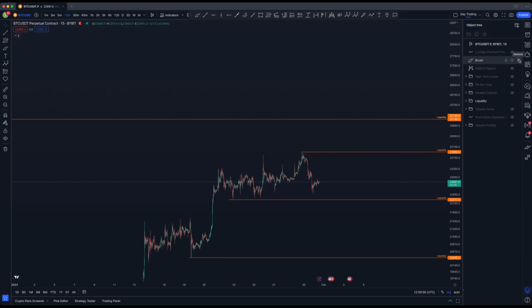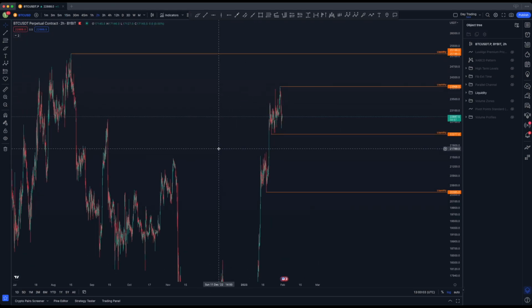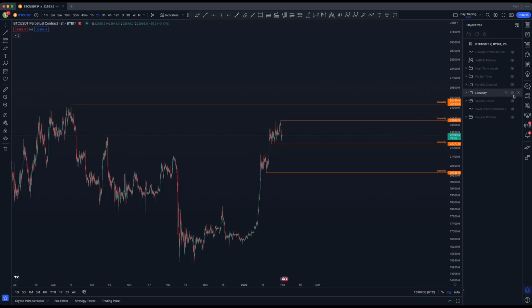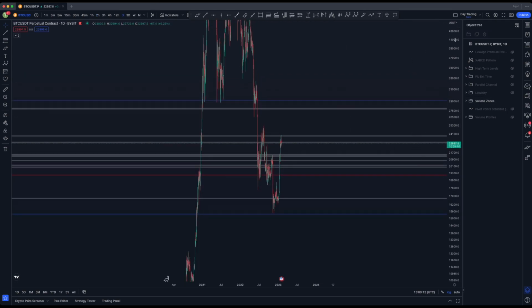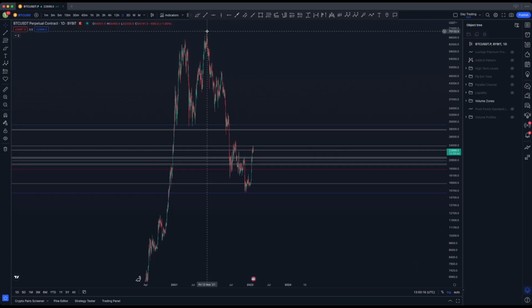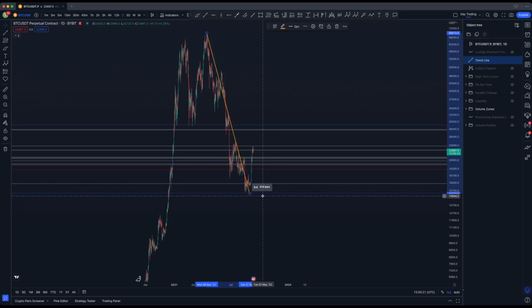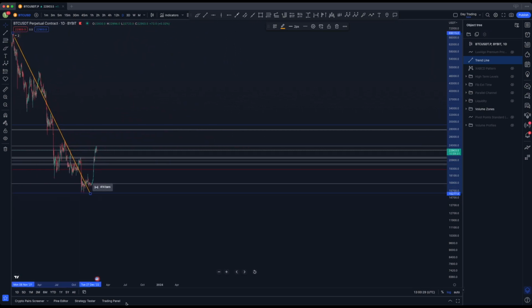Okay, let's get this off. So the next thing we want to cover, let's go back to the 2 hour actually, is our volume zones. What are the volume zones? Well, these are taken from the height of the move to the upside. So here, this point here, right the way down to this point here, we're covering most traded volume across this entire move to the upside.